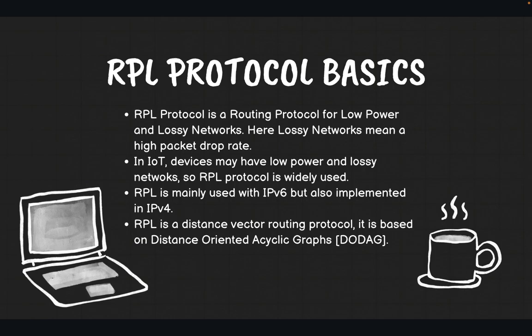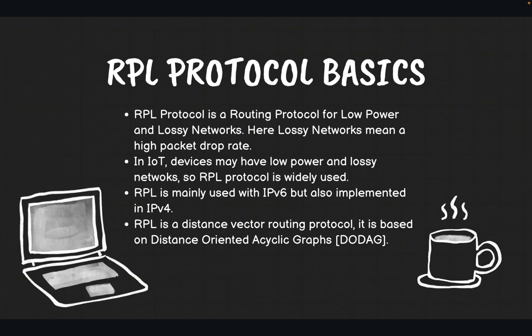RPL protocol is a routing protocol for low power and lossy networks. Low power in the sense that the devices will have low power, and lossy networks means there may be chances of losing packets with a higher data rate. So in this type of network, we are going to use the RPL protocol.